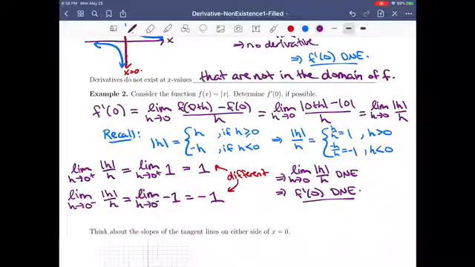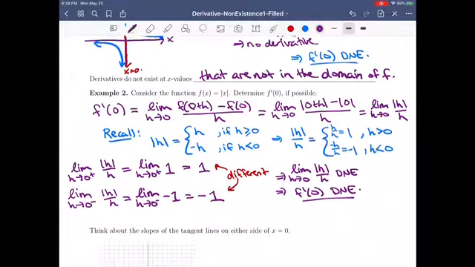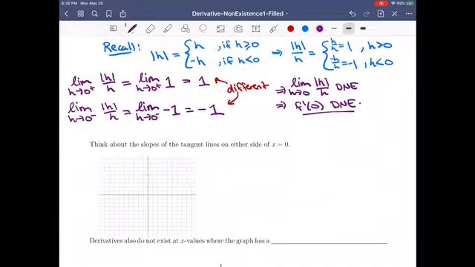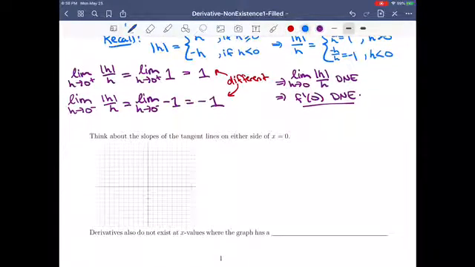So here's another case where the derivative doesn't exist. Now what actually happened here? I'm going to draw the graph of absolute value x. It's like a V.